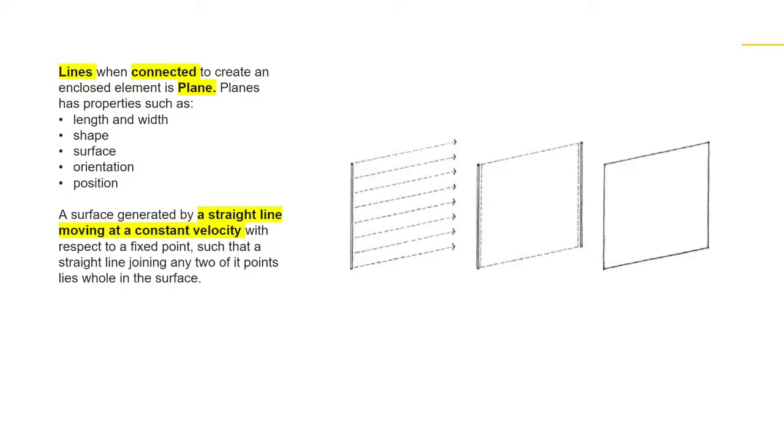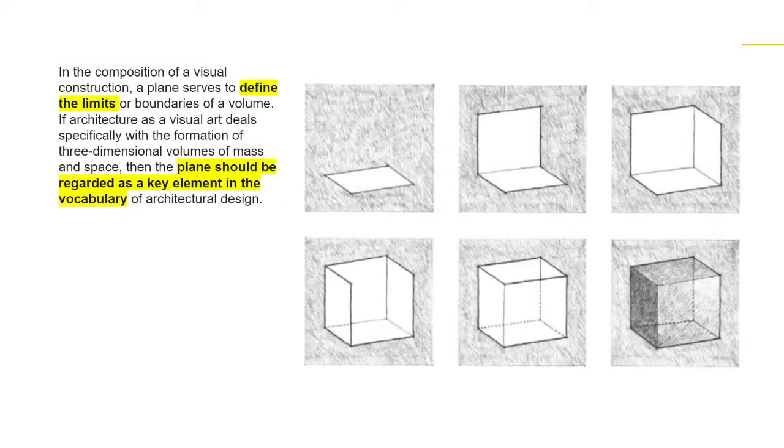A surface is generated by a straight line moving at a constant velocity with respect to a fixed point, such as a straight line containing any two of its points, lying wholly in a surface. In a composition of a visual construction, a plane serves to define the limits. It limits our boundaries of volume.